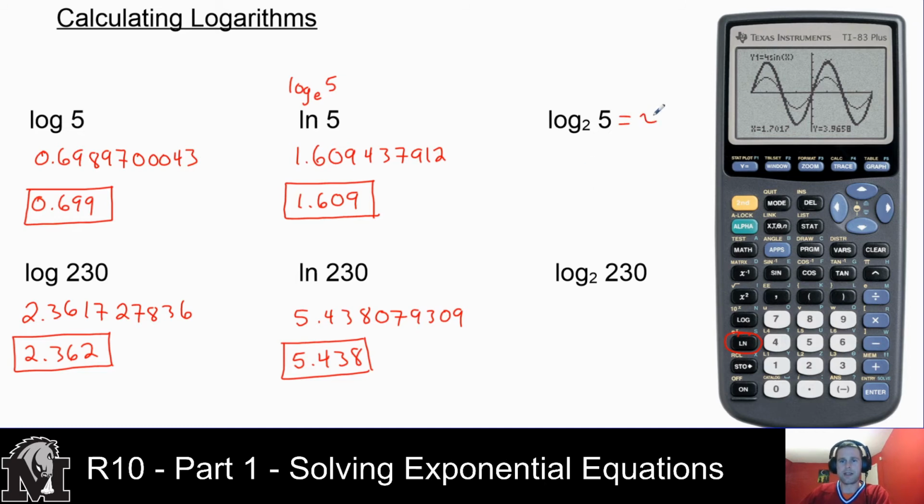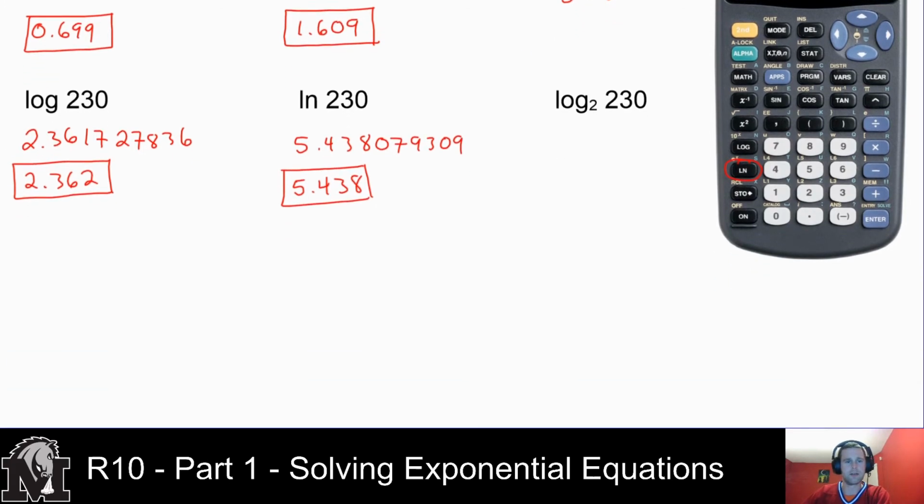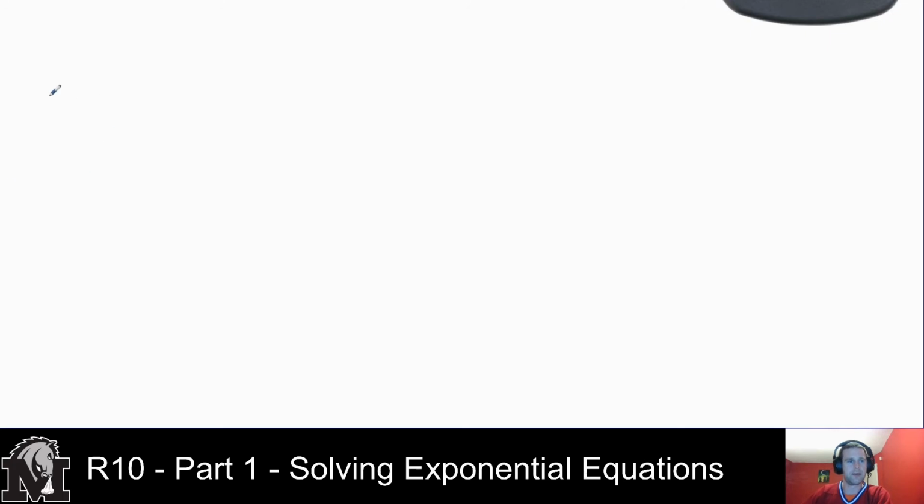So if we just set this equal to x, then we can use the little trick by moving the base over to get an exponential function. So 5 equals 2 to the power x. And now I'm going to need some more room to finish this one, so I'm going to move this work down on the page. So 5 equals 2 to the power x.